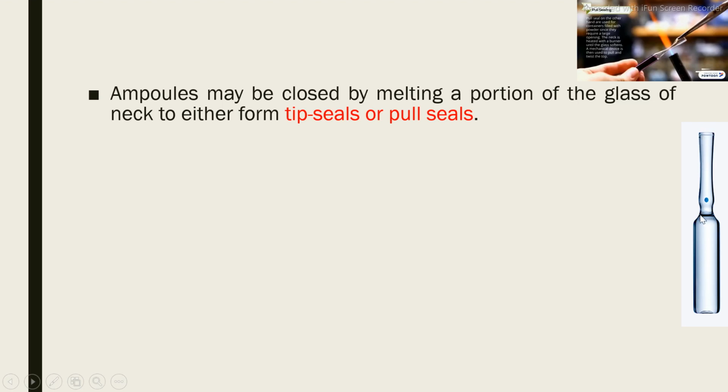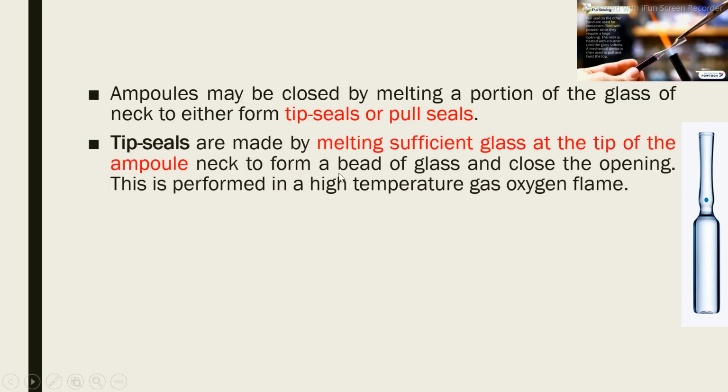So this type of sealing is called tip sealing, when the tip is exposed to the high velocity jet burner. In this case, again you can see one dot is given at the neck of the ampoule. This type of dot or ring is provided with the ampoules. This dot or ring is the indication of the breaking point of the ampoule, meaning at this point we have to break the ampoule. Tip seals are made by melting sufficient glass at the tip of the ampoule to form a bead of glass and close the opening. This is performed in a high temperature gas oxygen flame.